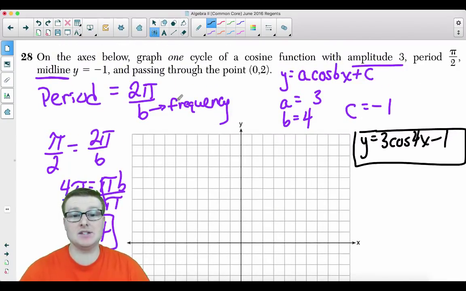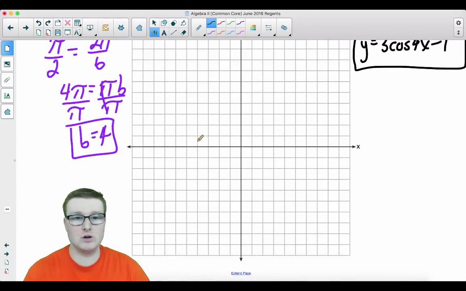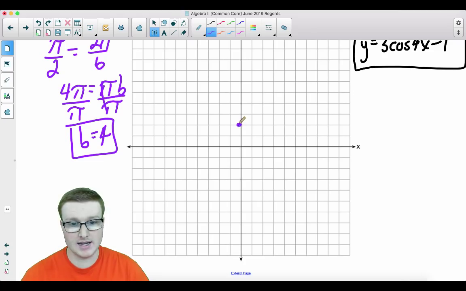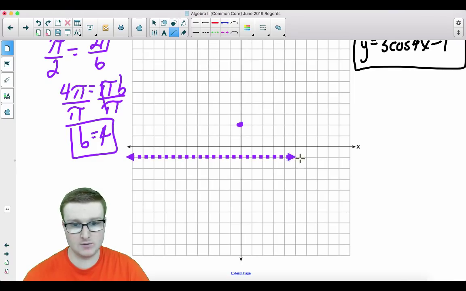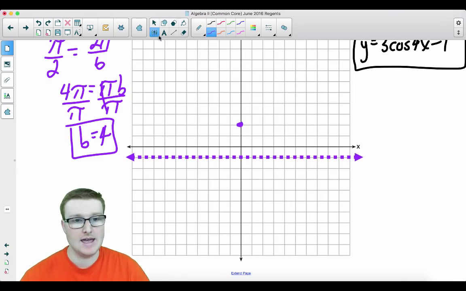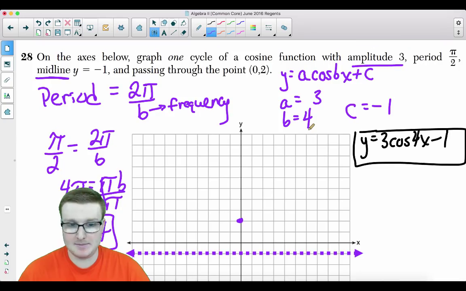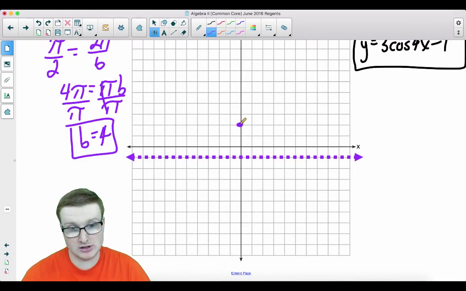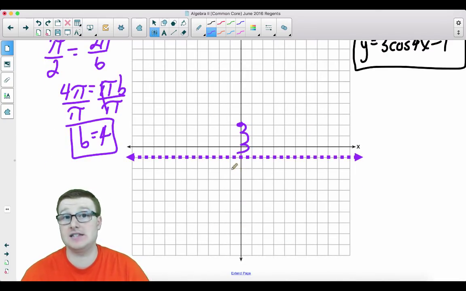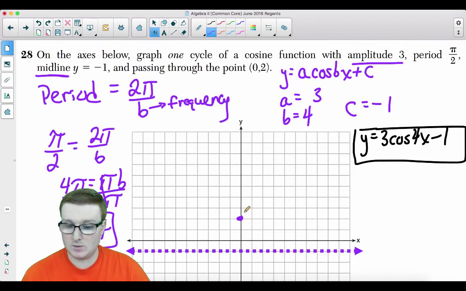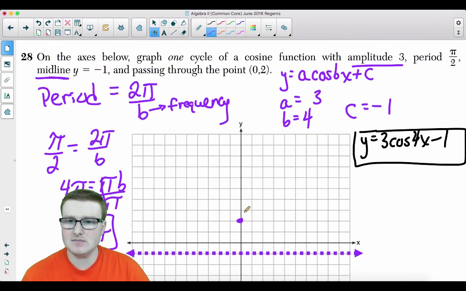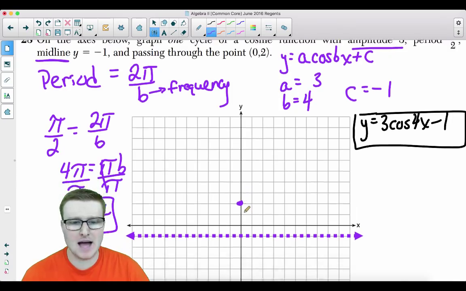Okay, so it's passing through the point (0, 2). 0, 2 is right here. I'm going to draw my midline. Draw it in purple. Y equals -1. That's right there. And the amplitude is 3. Okay, let's make sure this is 3. 1, 2, 3. Definitely 3. So we've got to go 3 above, 3 below. And we are graphing a period of pi over 2.